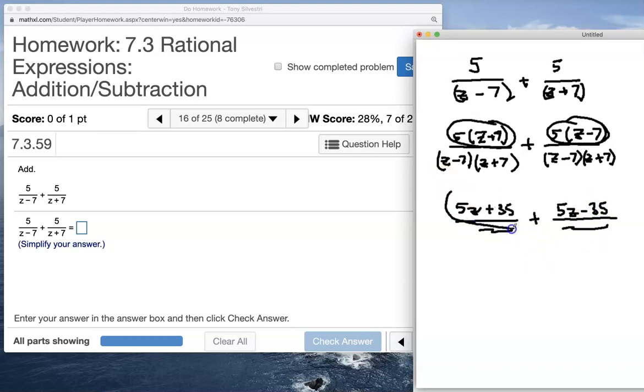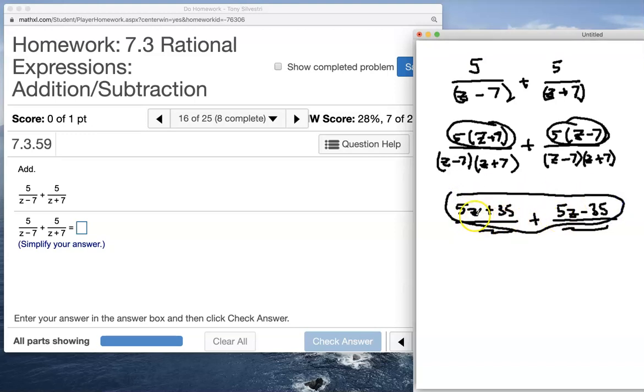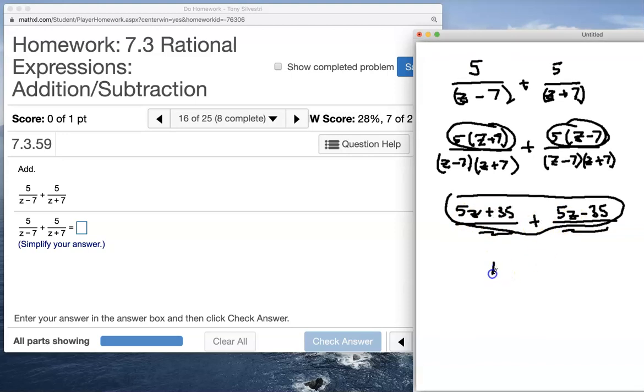Now you could add these tops nicely. You have nice variable terms. 5z plus 5z is 10z. 35 plus a negative 35, no more. Divided by. Well, I can't say blah, blah, blah here. I got to say this common denominator, z minus 7, z plus 7. And I got to believe that's right.